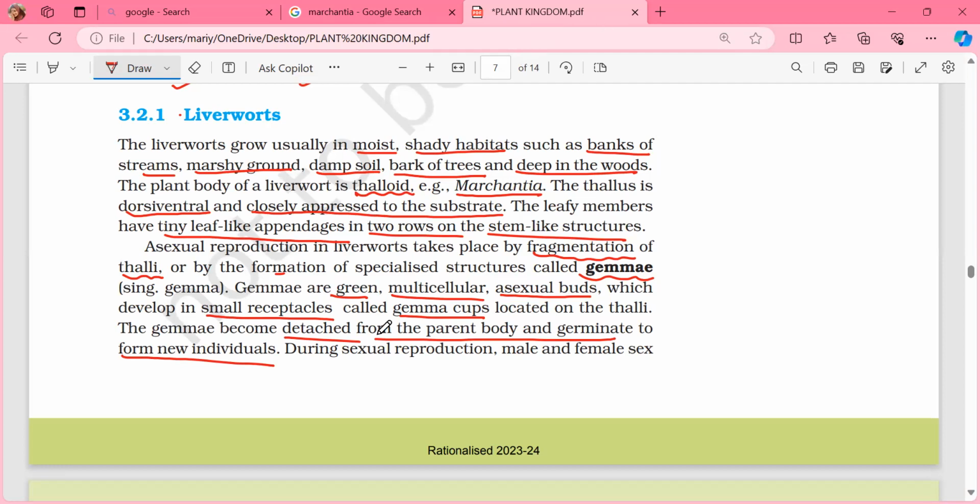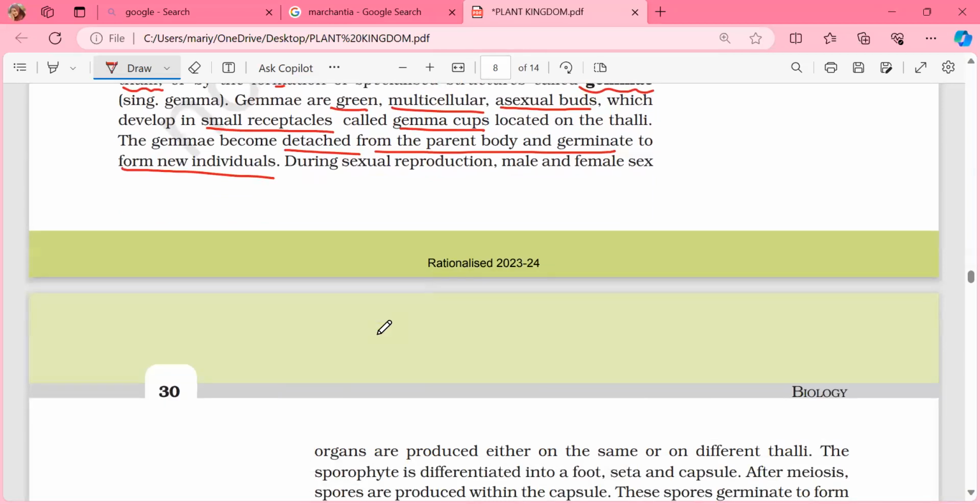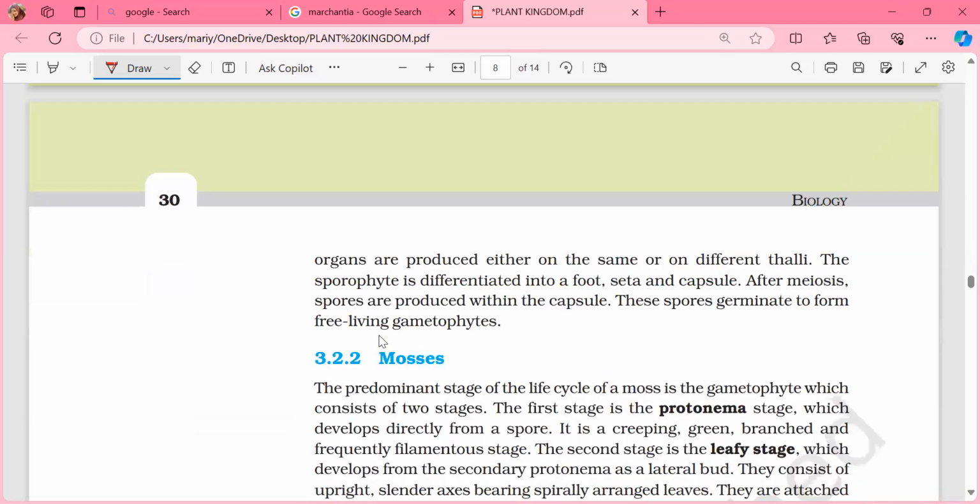Now let us move forward and talk about the sexual reproduction. During sexual reproduction, male and female sex organs are produced either on the same or on different thalli. Thalli is the plural of thallus. The sporophyte is differentiated into a foot, seta, and capsule. After meiosis, spores are produced within the capsule. These spores germinate to form a free living gametophyte.